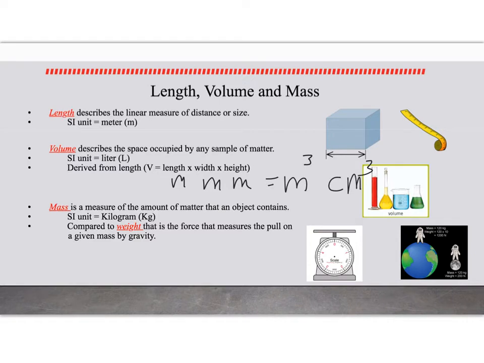Mass is a measure of the amount of matter that an object contains, and its SI unit is a kilogram. So we used a scale earlier this week in the process skills lab. That's different than what is known as weight. Weight is a force that measures the pull on a given mass by gravity. Hence, you will have two different weights if you were on the Earth and the Moon, because the Earth has a stronger gravity than the Moon does.